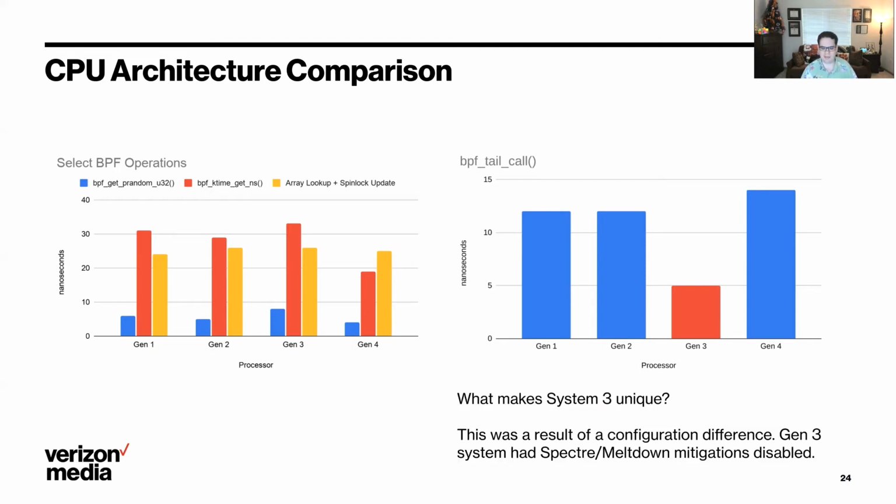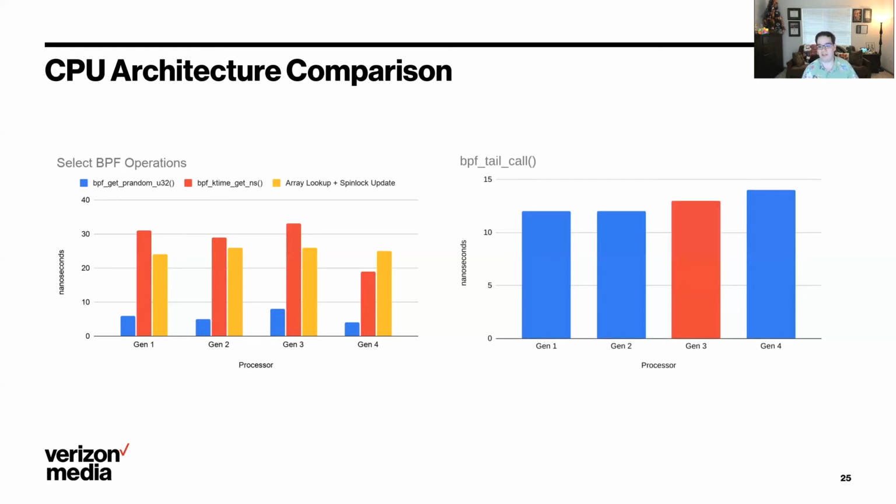So it's kind of thinking about what makes that system unique in that case. And that really turns out to be, again, this is triggering that active benchmark thought in my head of making sure to explain that. This is a result of a configuration difference, which happens to be that the generation 3 system had been configured to disable the speculative execution mitigations. And we actually enabled them. Now you look at the graph, and it makes much more sense.